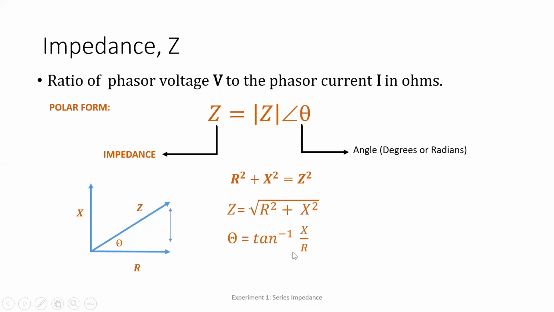So where is our arctangent? Opposite side over adjacent side, so X over R. So, tangent. Okay. The angle, we can express in degrees or radians. So be careful in using degrees or radians. You will know it's in degrees because you will see a degree sign or symbol. If there's no degree symbol, it's in radians.